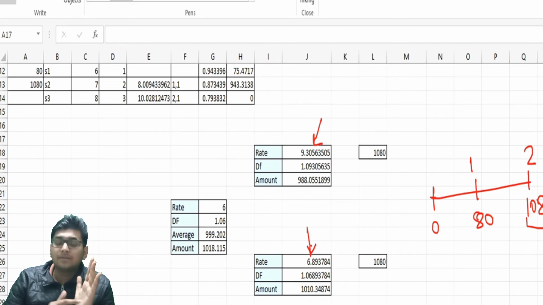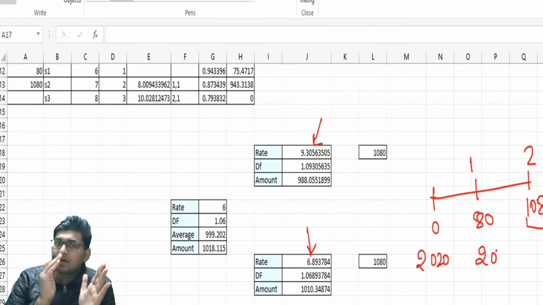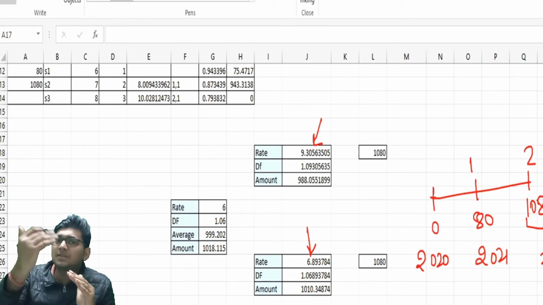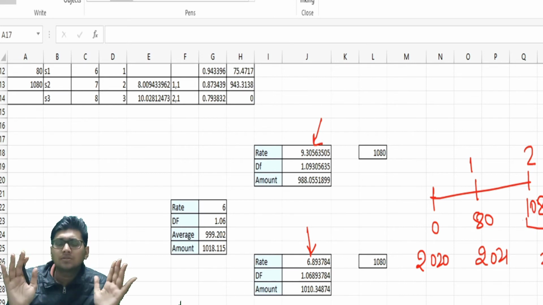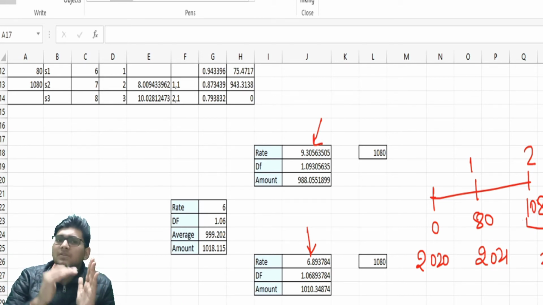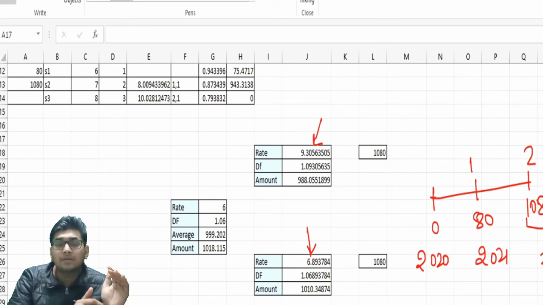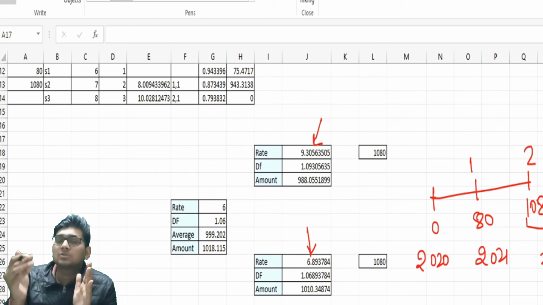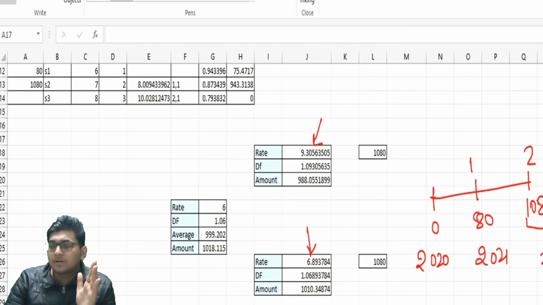Clear? And you don't know the interest rate, because try to satisfy yourself. After 1 year, what will be the interest rate for 1 year? No one knows. After 1 year, what will be the interest rate for 1 year? No one knows. Forward rate is something which you fix today, but the expected spot rate, or you can say the spot rate on 2021, this is something which no one knows.